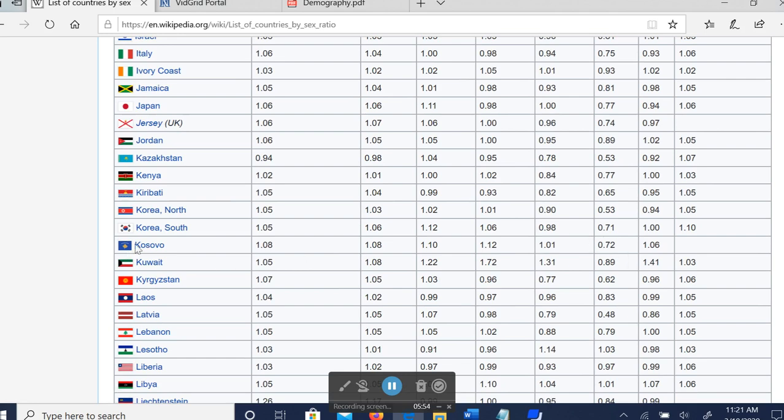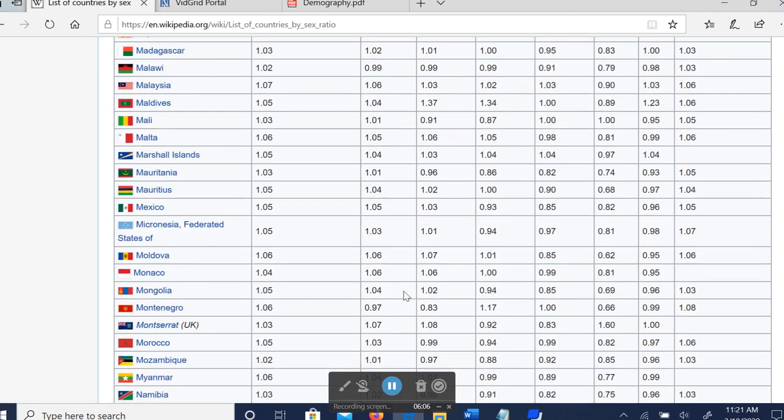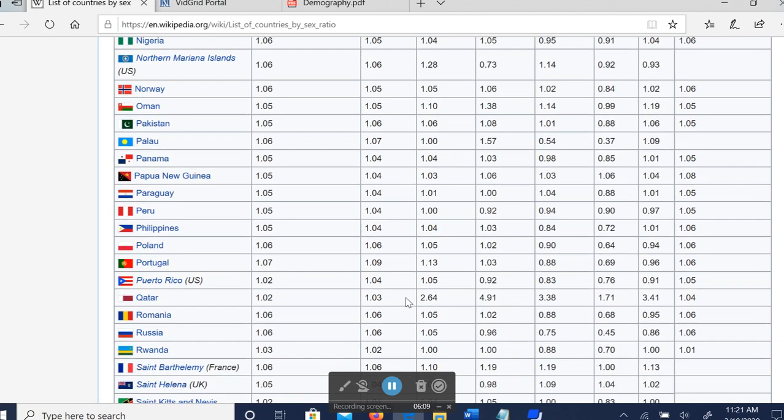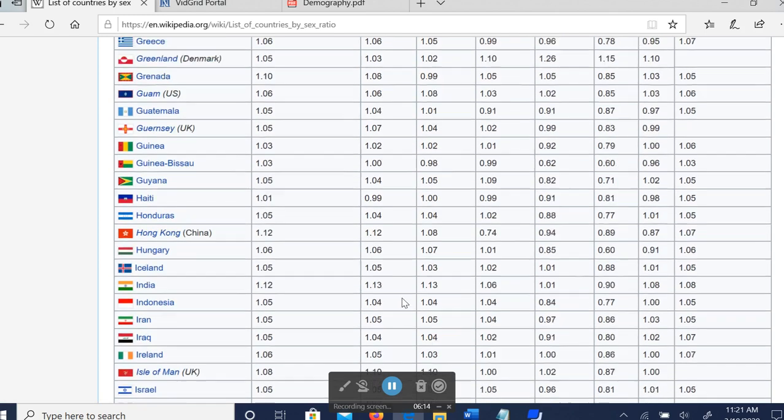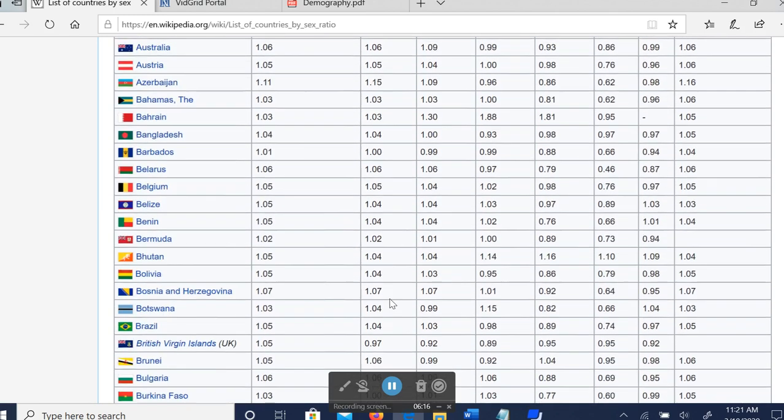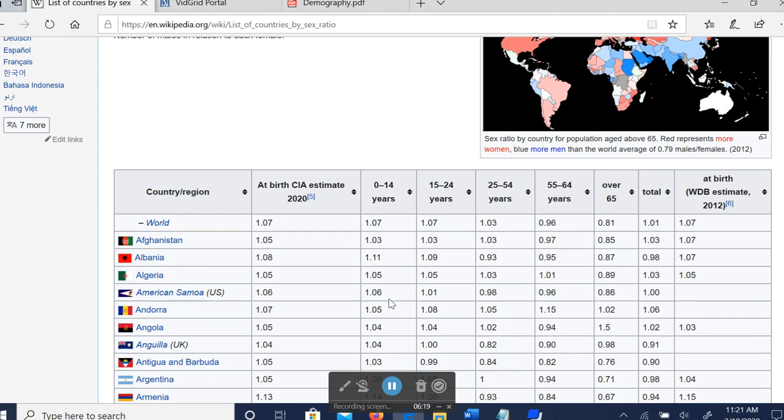And Kosovo or Kuwait, the sex ratio is really high. So, this implies that maybe gender-based inequalities may play into a country's sex ratio. So this is what we mean by sex ratio. Are we clear?